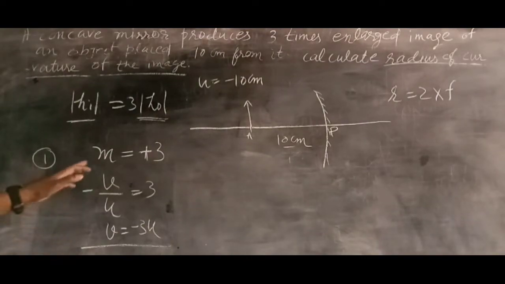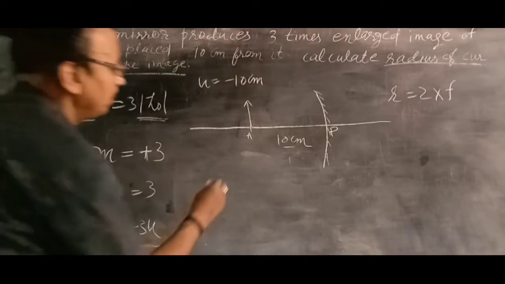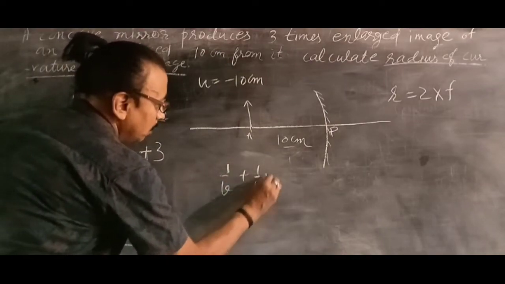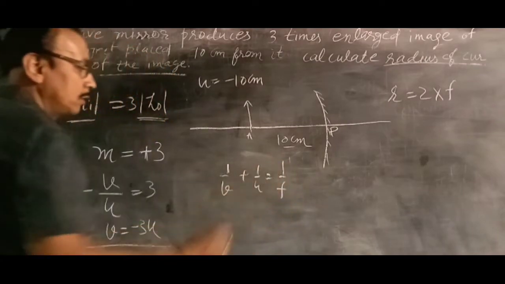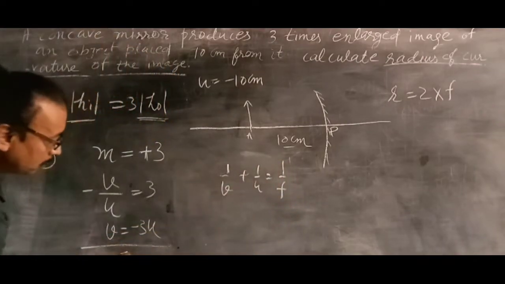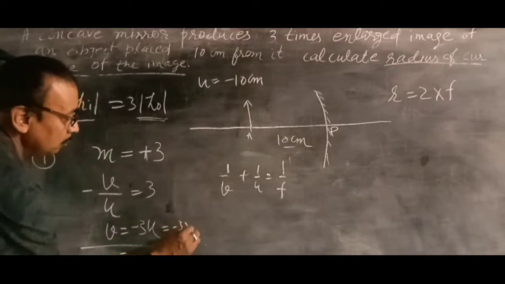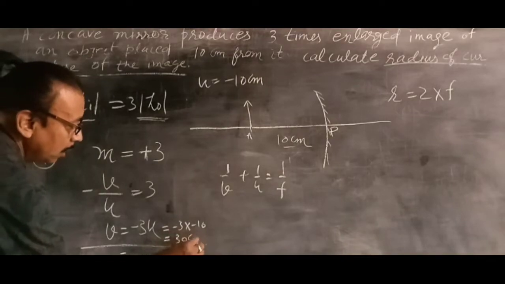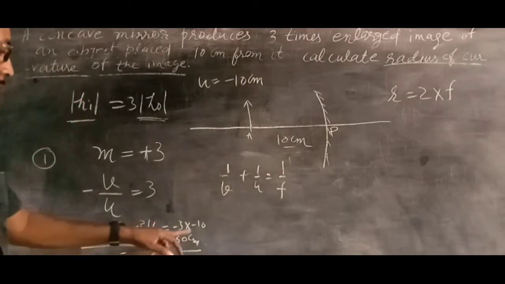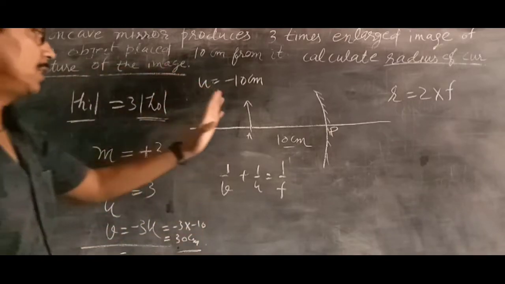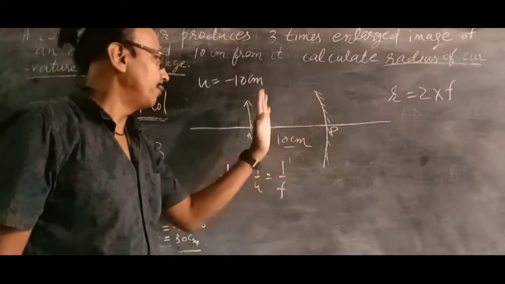So by using v equal to minus 3u and mirror formula, 1 by v plus 1 by u equal to 1 by f, we will find out the focal length. 1 by v, v equal to minus 3u, so here will be minus 3 into u is given minus 10, that is equal to 30 centimeter. Again here we have taken value of u negative, because object is always placed to the left of the mirror.